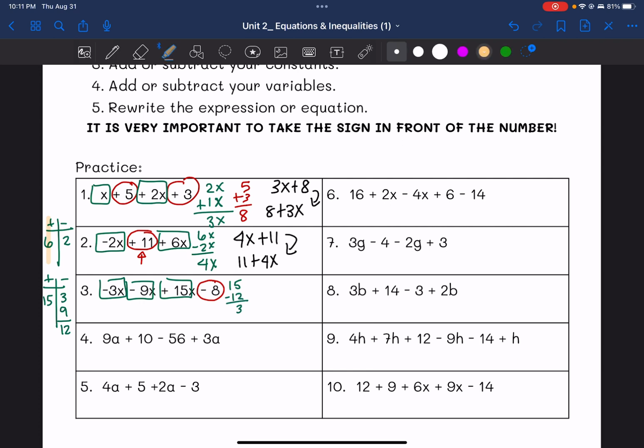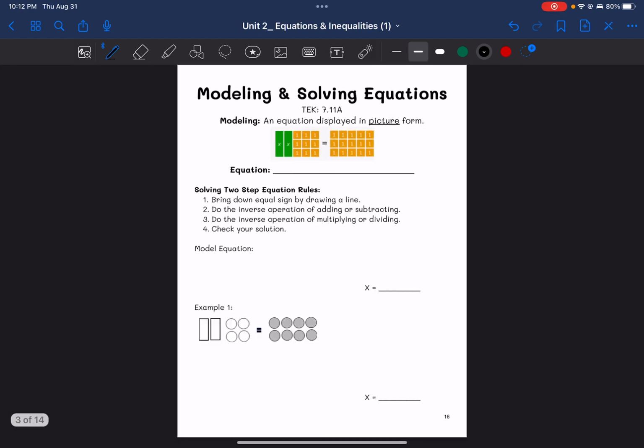Now remember, I didn't mean to erase that, meaning to highlight it. 15 is the bigger number, so my answer is going to be a positive 3x. Okay, and all I'm left with is one constant, so I can rewrite my answer as 3x minus 8, or negative 8 plus 3x. Okay, that negative has to go with the 8. All right, moving on to page 16.